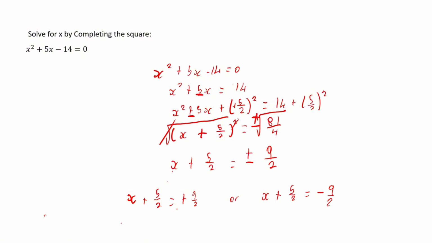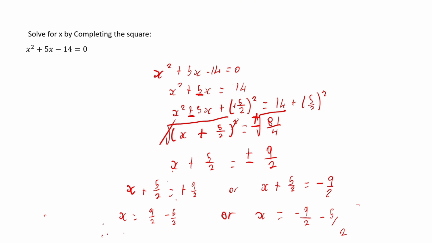When you simplify that, x is equal to 9 over 2 minus 5 over 2, or x is equal to negative 9 over 2 minus 5 over 2. Therefore, x is equal to 2, or x is equal to negative 7.